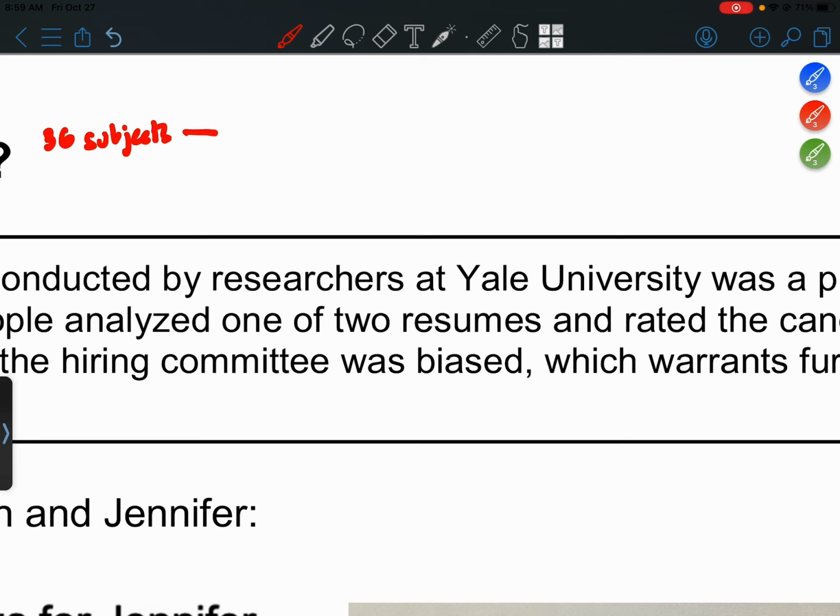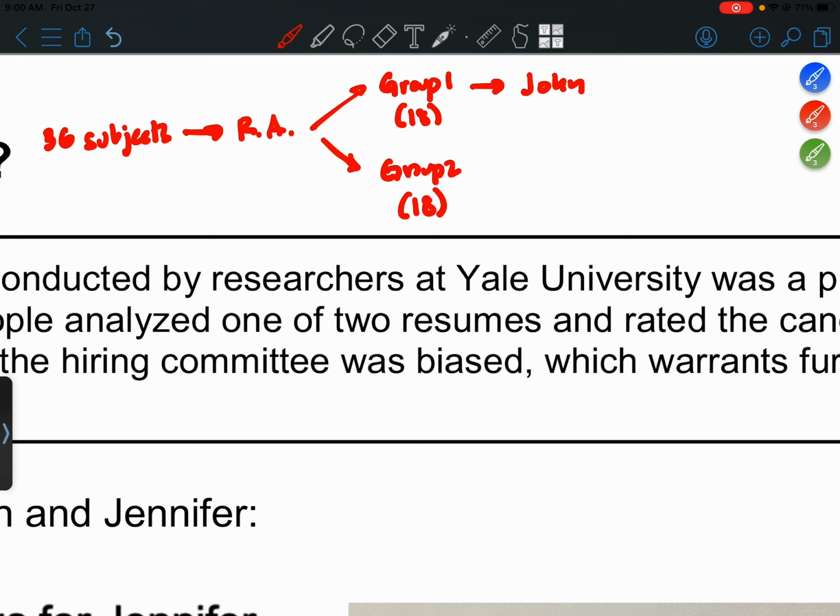Okay, and they have been randomly assigned to one of two groups. So we'll just call it group number 1 and group number 2. And they did it in a way so that the groups are balanced. So there's 18 people in each group. Group number 1 all received the John resume, and group number 2 all received the Jen resume. And then each person was asked to rate the candidate.